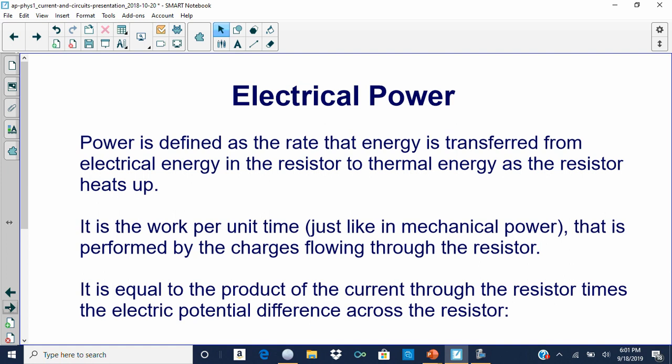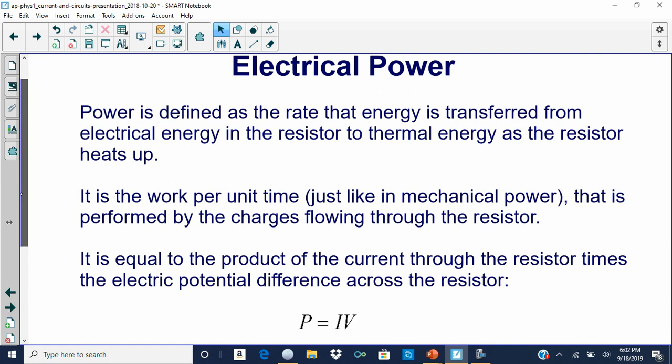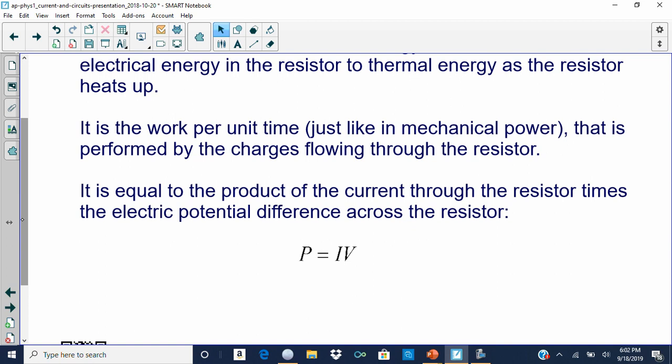So let's talk about electrical power. Power is defined as the rate that energy is transferred from an electrical energy in the resistor to thermal energy as the resistor heats up. It is the work per unit time, just like when we talk about mechanical power in later units. That is, it's performed by the charges flowing through the resistor. It is equal to the product of the current through the resistor times the potential difference. So power is equal to IV, or it can also be equal to I squared R, or it can be equal to V squared divided by R.